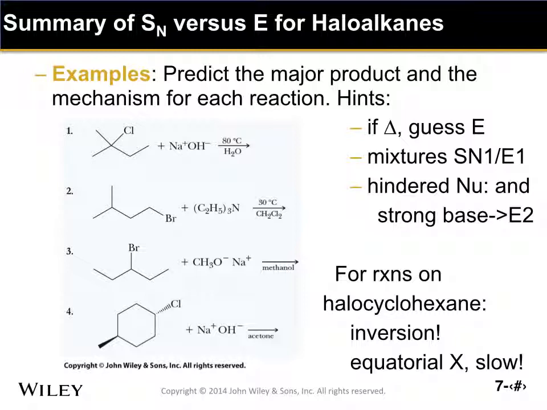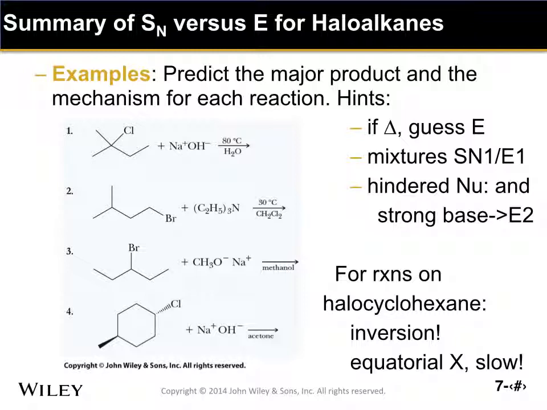heat. If you have a reaction that you analyze is going to be SN1, or you analyze it is going to be E1, expect a mixture of both SN1 and E1, and you should predict that mixture. If it's a hindered nucleophile that's also a strong base, you should assume it's an E2. If it's not hindered and it's a strong base, you should expect SN2 reactions, but you'll sometimes see E2 reactions as well.